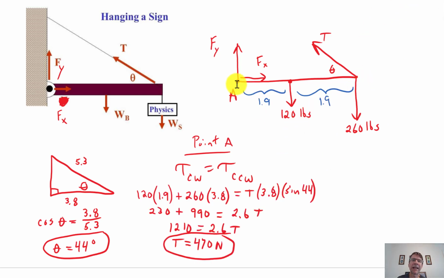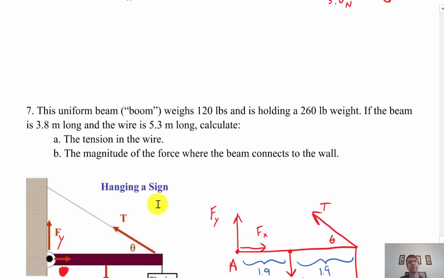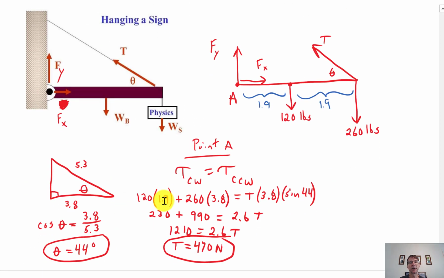So from point A, clockwise torque equals counterclockwise torque. Clockwise torque will be the 120 pounds times 1.9 meters, or is it feet? Doesn't really matter. Does it give me feet? It's meters, but as long as everything's in meters, good. So 230 plus then the 260 times the 3.8 is 990. Add those together, get 1210. And I left off the sine of 90. Once again, we've been not putting in the sine of 90. Those are all 90-degree angles.